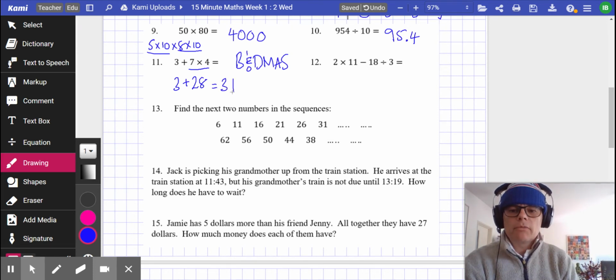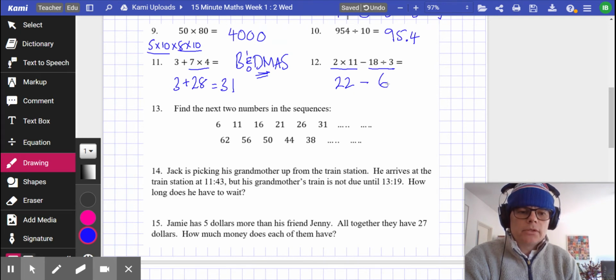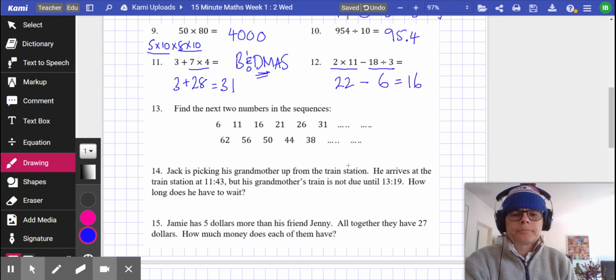We do not read from left to right in mathematics. This one, we do the division. 18 divided by 3 is 6. And we do the multiplication before we do that subtraction. So we do divisions and multiplications before we do additions and subtractions. So 2 11's are 22. 18 divided by 3 is 6. We haven't dealt with that subtraction yet. So work down the page just like that, underneath. And 22 take away 6 is 16. Very well done if you got those right.